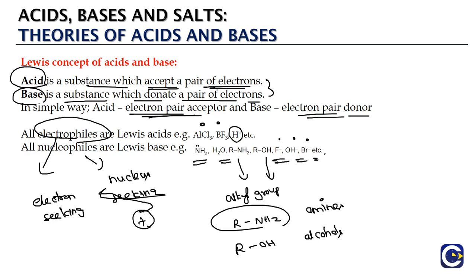So in short, any substance which can accept an electron pair is called a Lewis acid. Lewis acids are generally electrophiles like electron deficit molecules or positive ions. Lewis bases can donate electron pairs. They are electron rich molecules or negative ions. So this is the definition of acids and bases as per the Lewis theory.